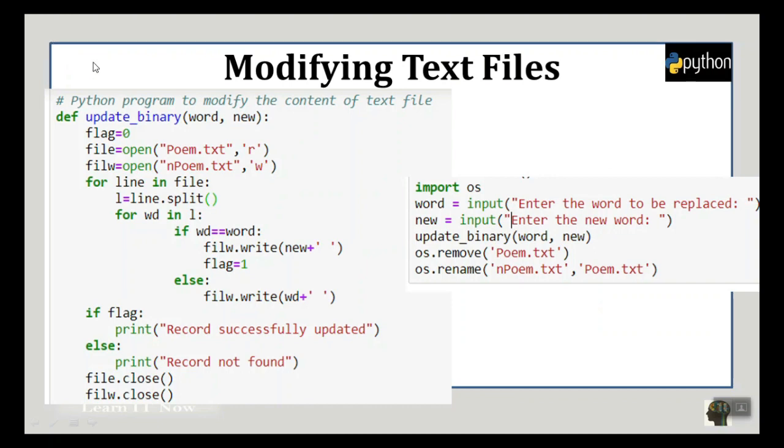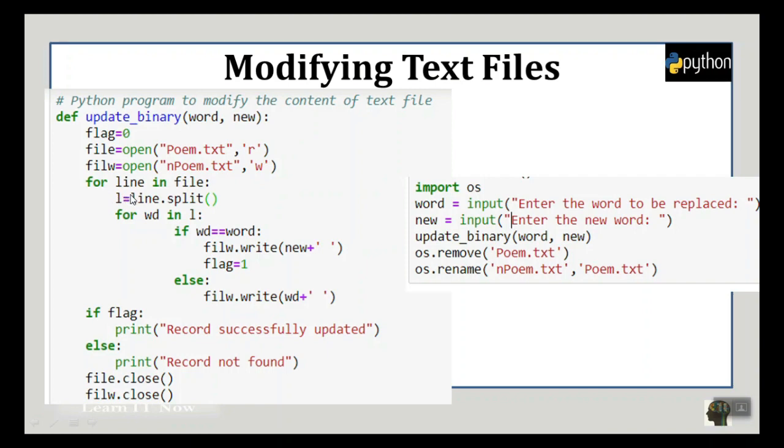So if we have a program to modify the content of a text file, what do we need? The very first thing is, we have to open a file in read mode, the file from which the content will be read. Then the next file, npoem.txt, will be opened for writing. The new file will be opened for writing. Each line will be read. Now if I need to replace a word, for this each line will be read in the file.